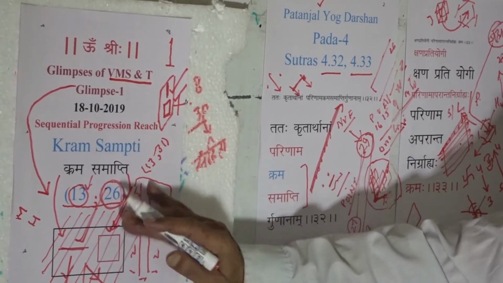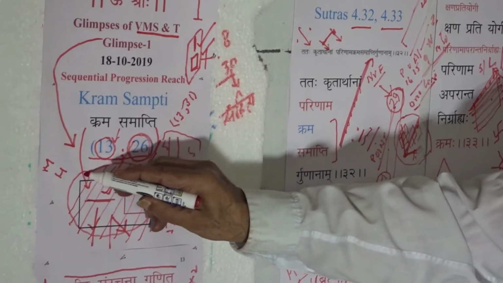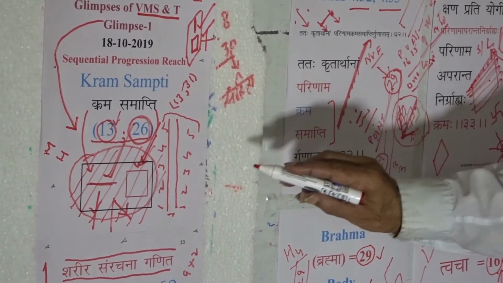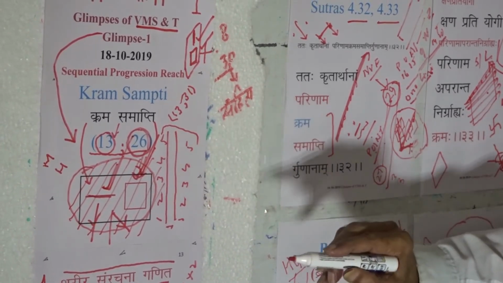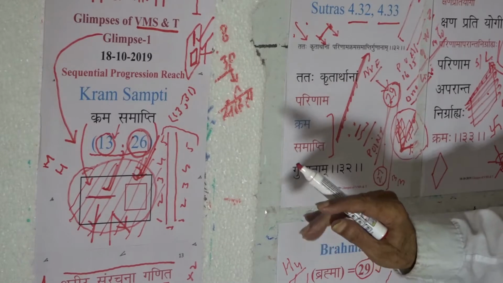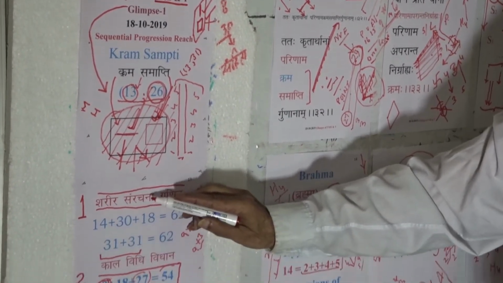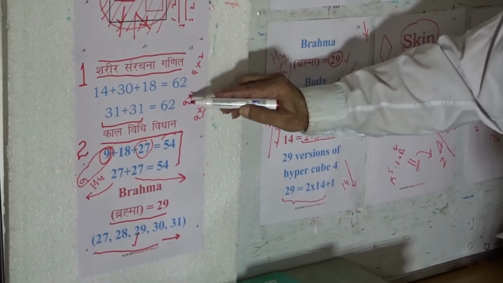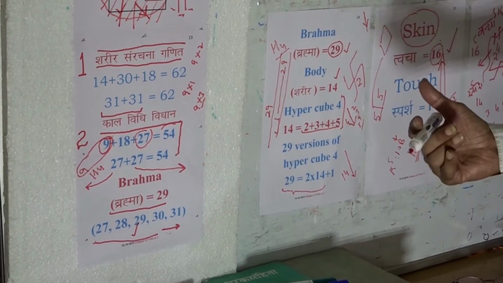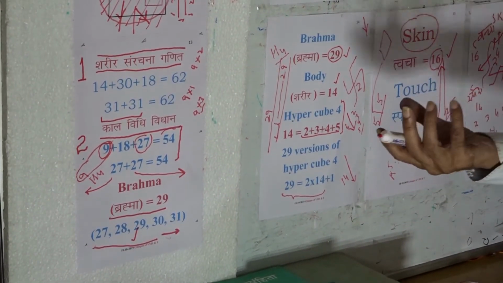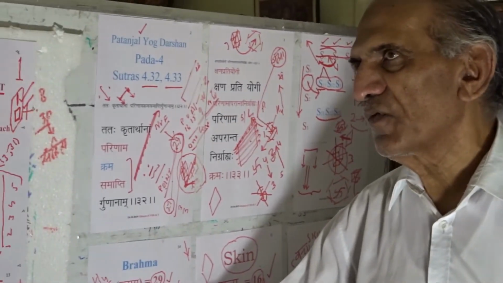It is the glimpse of a spatial dimensional order, with space in the role of dimension. It is going to be a glimpse of a single axis and pair axis simultaneously available, working as complementary and supplementary. It will take us to Sharir Sanrachana Ganit, and it is going to be parallel to Kal Vidhi Vidhan. It is the mathematics, the technology, of the creator's space, a force space.